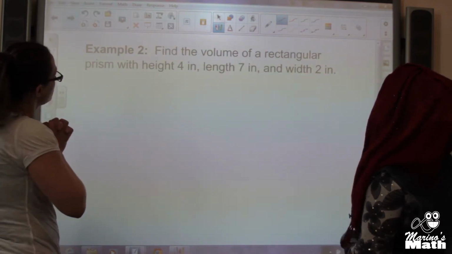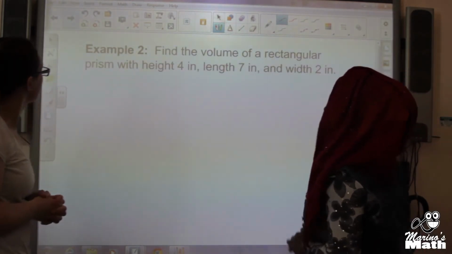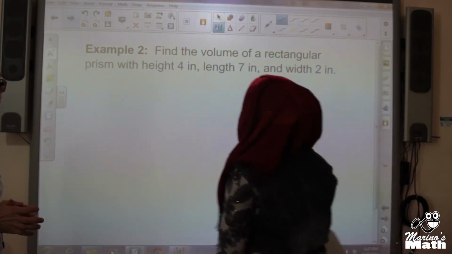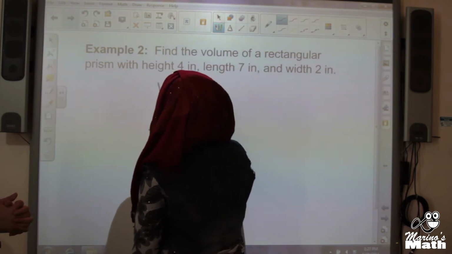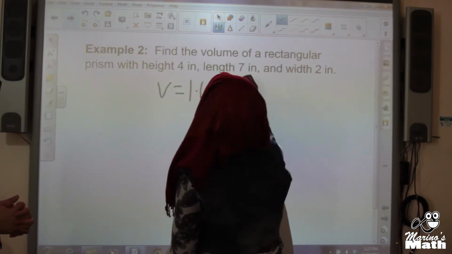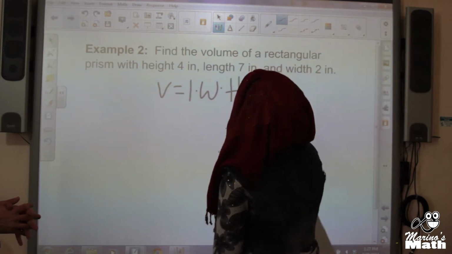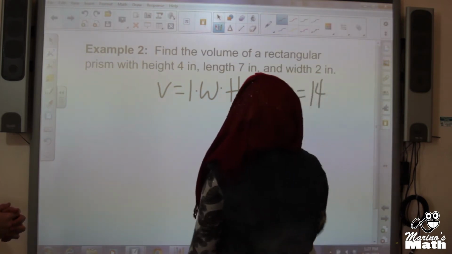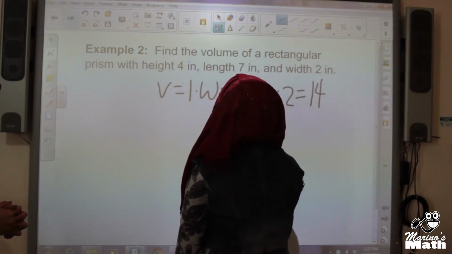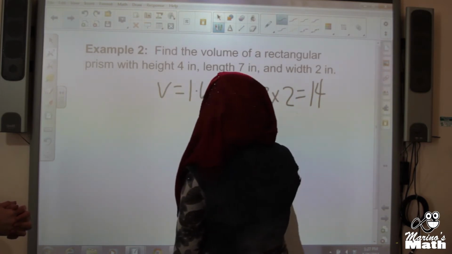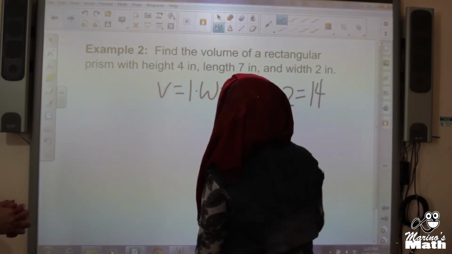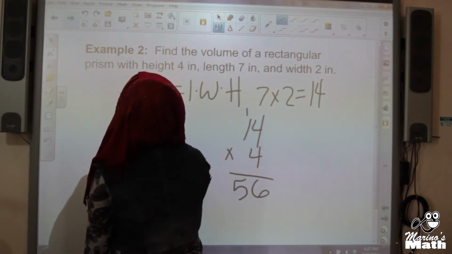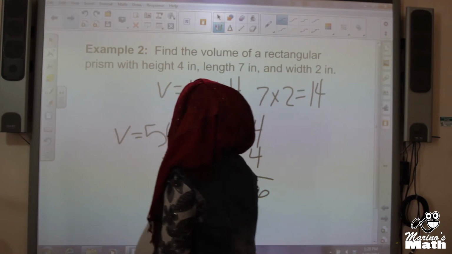And example 2. Find the volume of a rectangular prism with height 4 inches, length 7 inches, and width 2 inches. So again, you have to do volume equals length times width times height. So first we will do 7 times 2, which is 14. And then we do 14 times 4. That's 56. So volume equals 56 inches cubed.